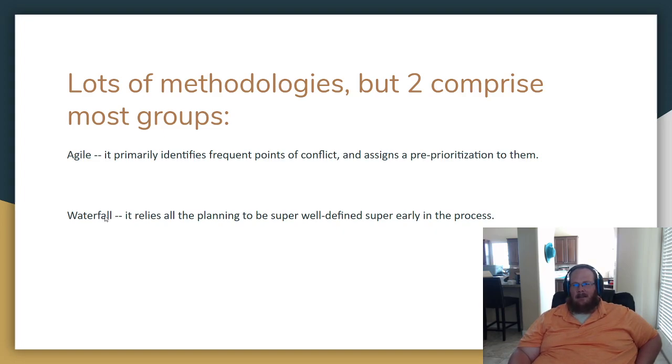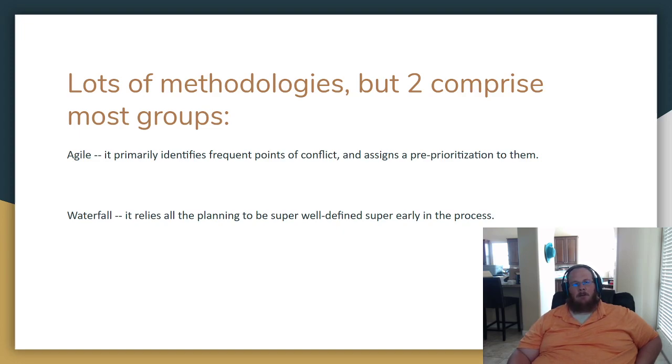and sometimes they can be paired off like that. You don't ever have like an Agile Waterfall environment, because they're two very different understandings and methodologies. So Agile, it primarily identifies frequent points of conflict and assigns pre-prioritization to them. I'll show you what that means on the next slide. Waterfall, it relies on all the planning to be super well defined super early in the process.